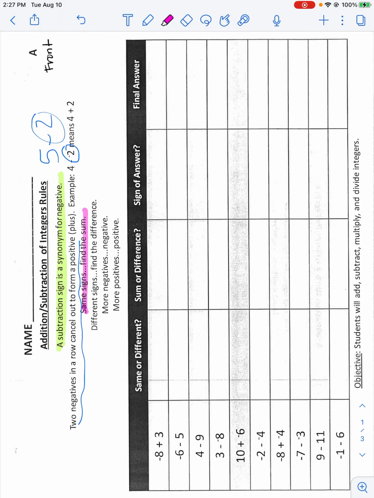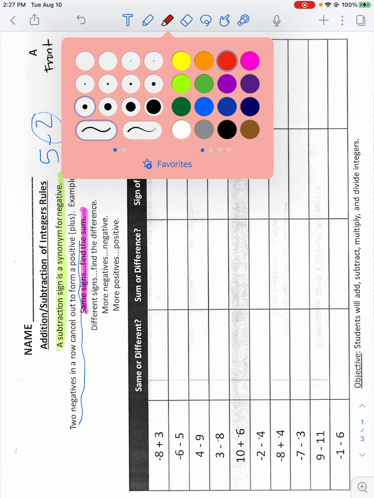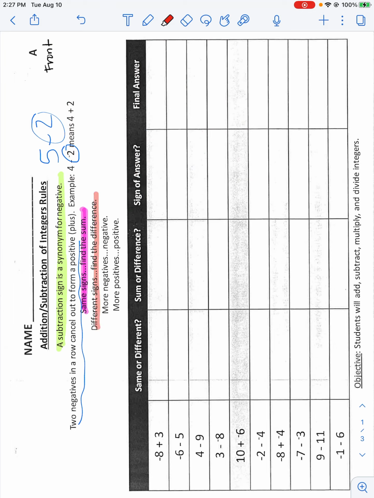If you have the same sign, you're going to find the sum. That means if you're adding two positives, you're going to add. Or if you're adding two negatives, you're also going to add. But if you have different signs, you're going to find the difference. So if you have a positive number and a negative number in your problem, you're going to subtract.